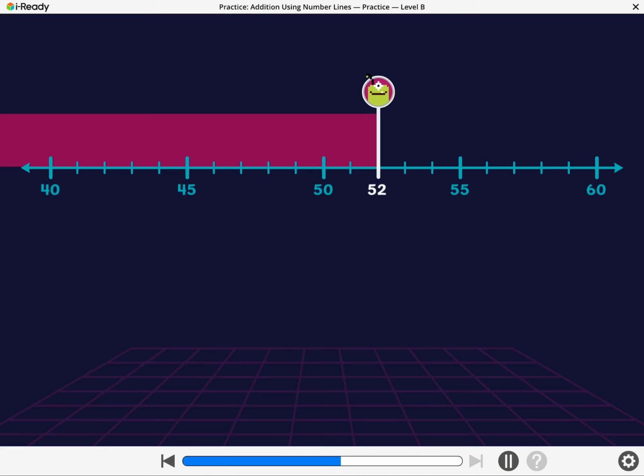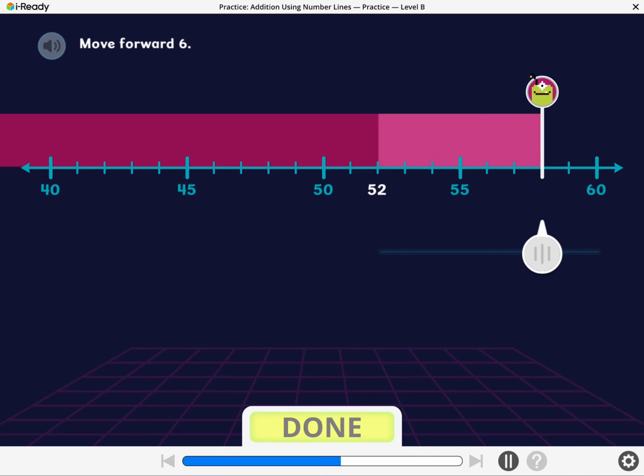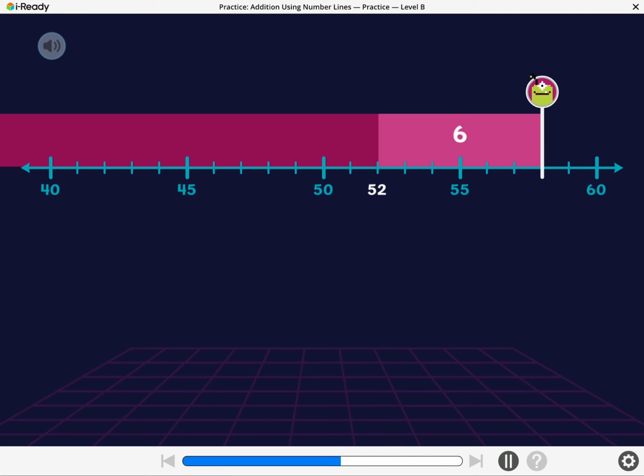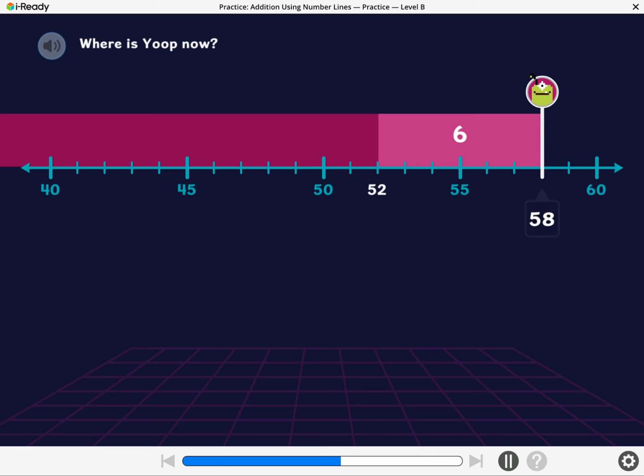49. Youp is at 52. Move forward 6. Excellent. Where is Youp now? I knew you could do it. 52 plus 6 equals 58.